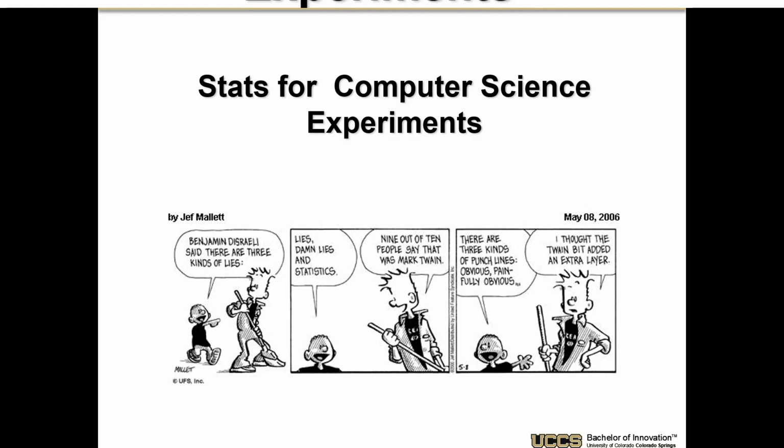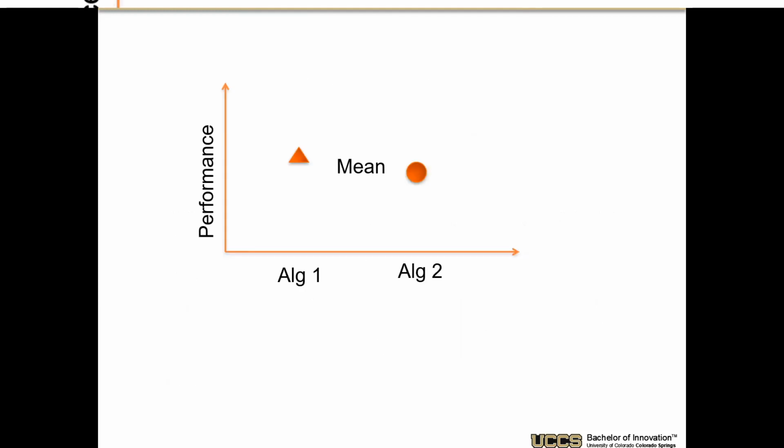Three kinds of lies: lies, damn lies, and statistics. And then just for fun, 9 out of 10 people say that was Mark Twain. This is just another made-up statistic, so that's just to be funny.